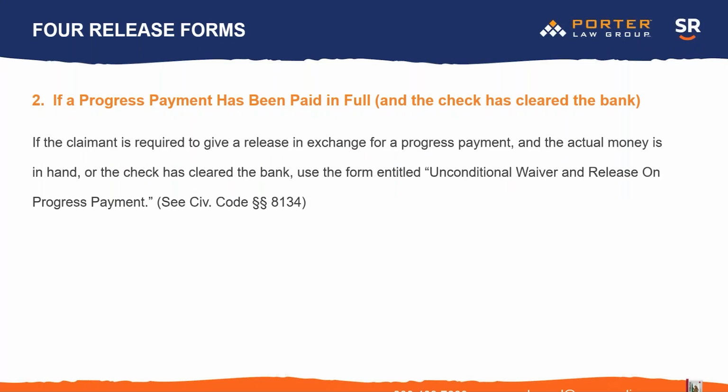Okay. Now, if there's a progress payment and they've given you the check and the check has cleared the bank, then they might ask you for an unconditional waiver and release on progress payment. It's like the conditional. It's basically saying, okay, the check has now cleared and my waiver and release of all my lien rights and stop payment notice rights and payment bond rights are waived to the extent of what you put on the form. And we'll look at the form in a little bit. We'll look at all 4 forms.